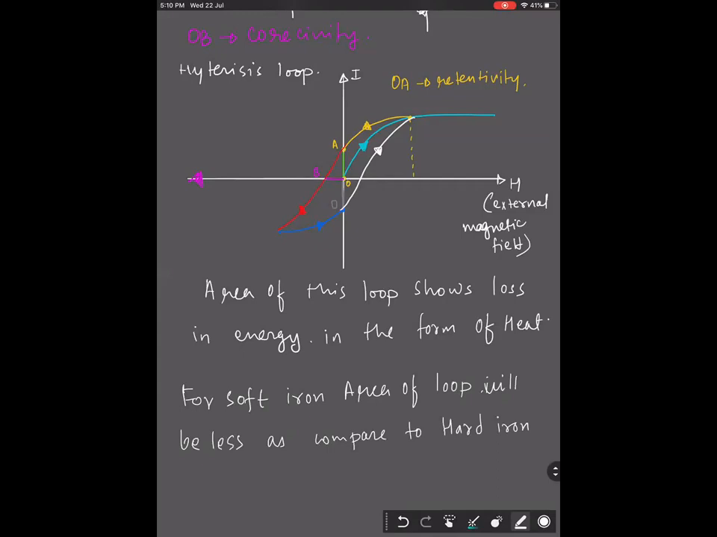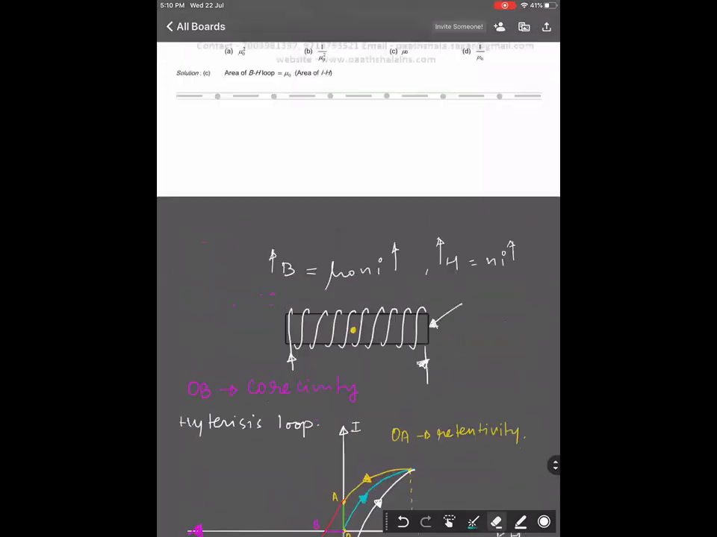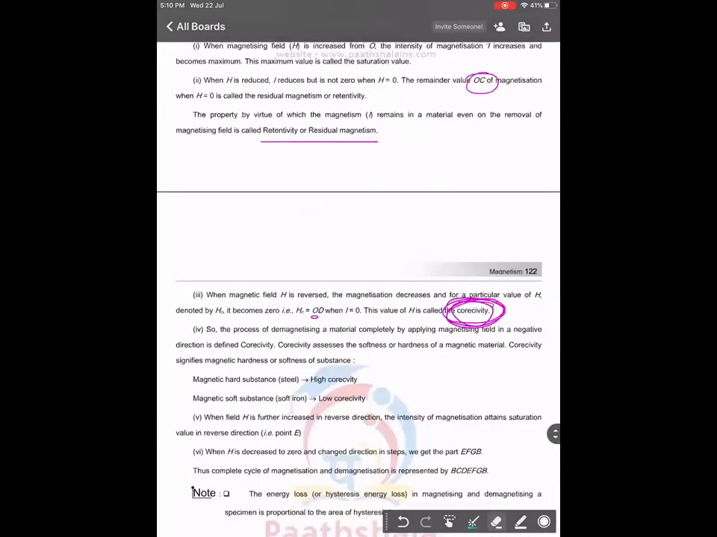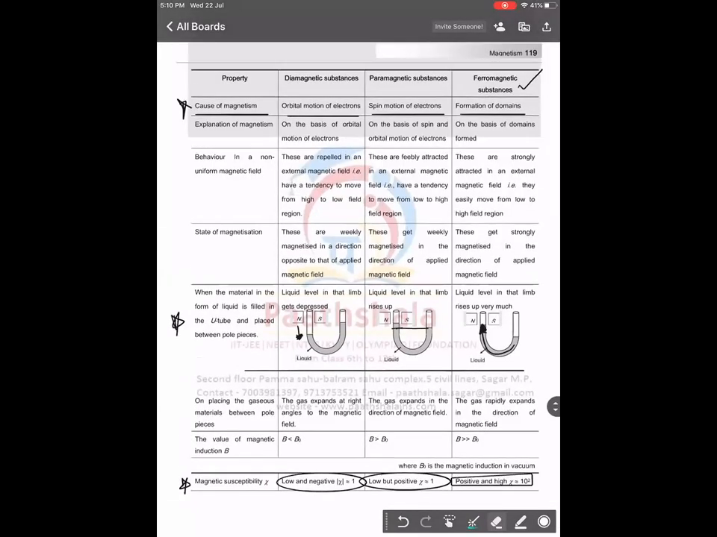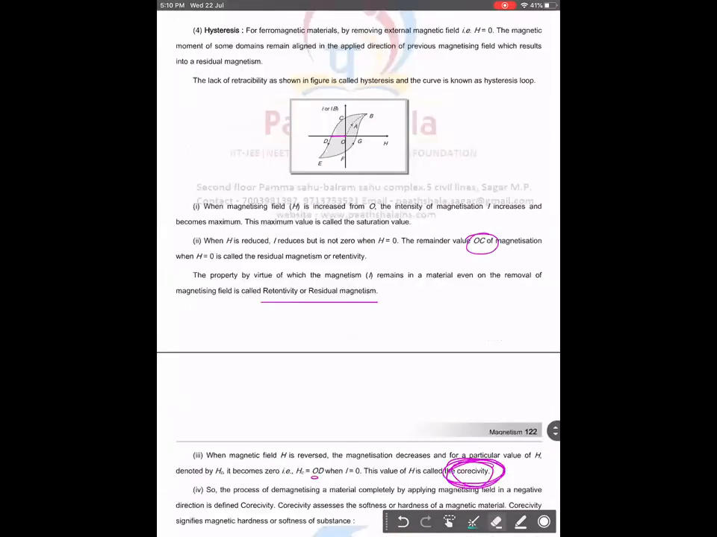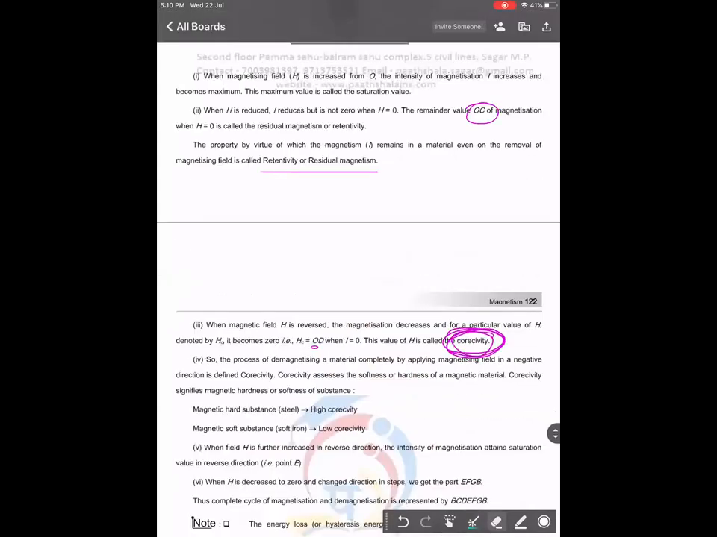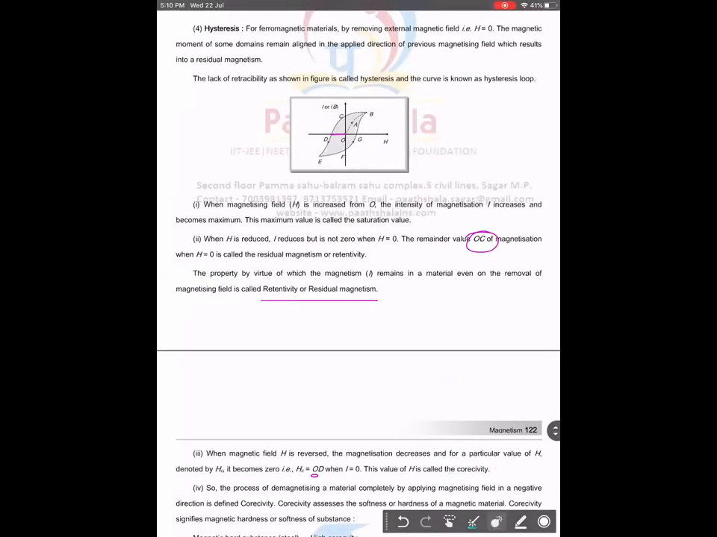Okay, bachcho? Completed writing? Yes, sir. Now let's read about this in detail. Okay, let's read about hysteresis loop and all in detail. Where is it? Yes, there we are. You can read this. Please read. You will understand everything. Every word you will understand now.